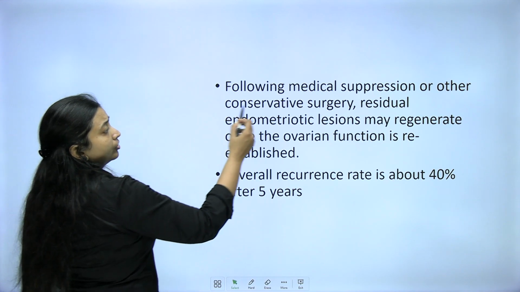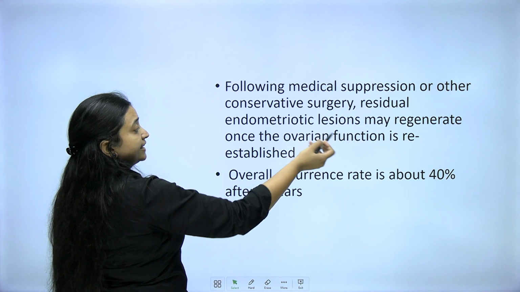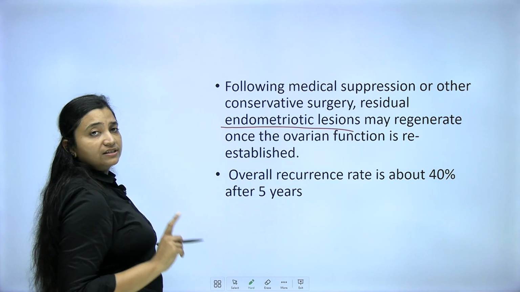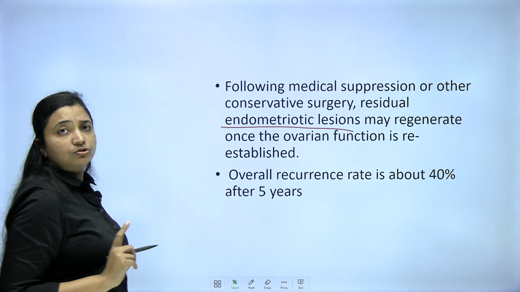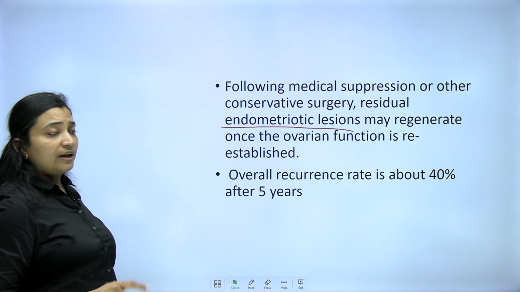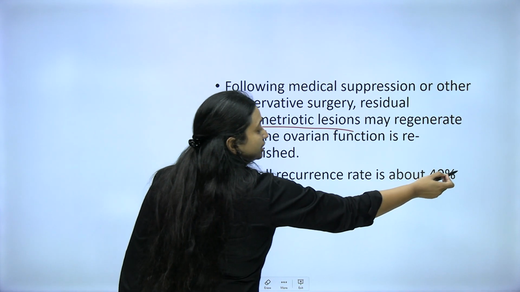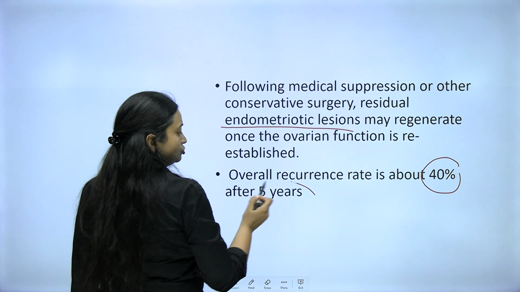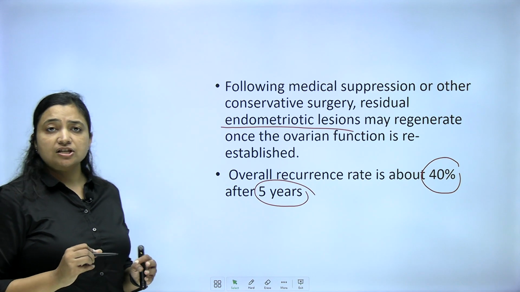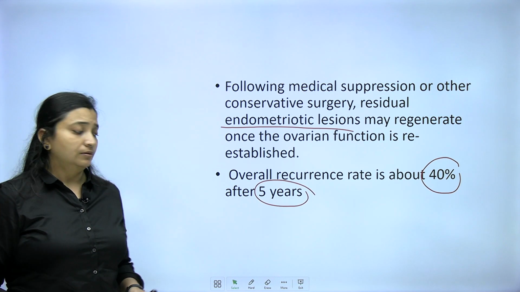Important to know: following medical suppression of the disease or conservative surgery, residual endometriotic lesions may regenerate once the ovarian function is re-established. You should tell this to your patient, that yes, I am giving you the medicine, but it may regenerate, it may recur. Overall recurrence is 40% after 5 years, which is too high. So, medical treatment and conservative surgeries are just to pass the time so that the patient approaches menopause on her own.